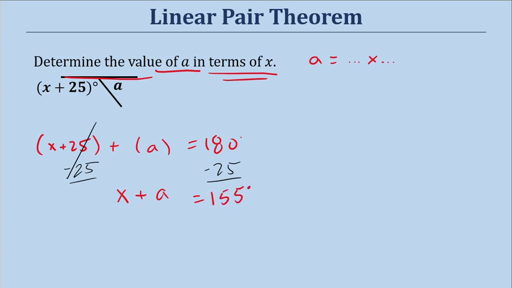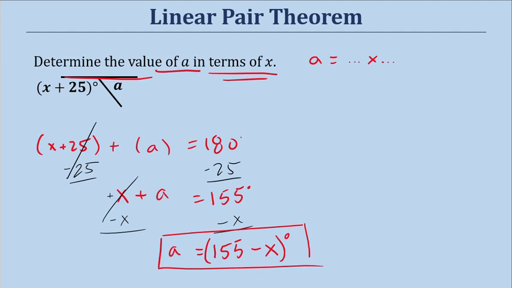Then from here, I want to get rid of the x. And again, the way I do that, since it's positive x, is to subtract the x, since the relationship between x and a is one of addition. We cancel that from both sides. Now, unlike last time, I can't do 155 minus x. I can't bring those two things together. They're not like terms. So instead of trying, I'm just going to put them next to each other with 155 minus x, which I'll put in parentheses with a degree sign to show that it is an angle measured in degrees. And that's how we solve linear pair theorem problems.